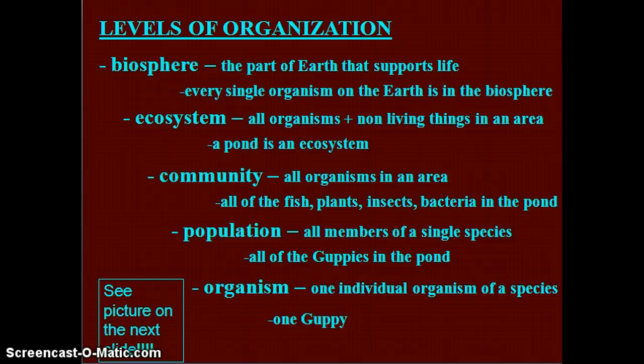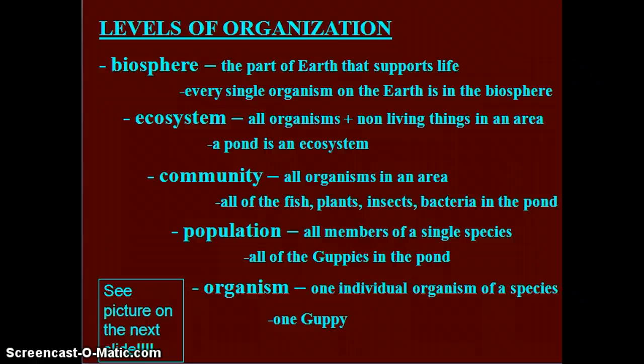And then we get smaller into a community, which would be all the organisms in an area that are living, like all the fish, plants, insects, bacteria in the pond. And then we go even smaller to population. A population is all members of a single species, like all the guppies in the pond. And finally, the smallest level of organization is one guppy.